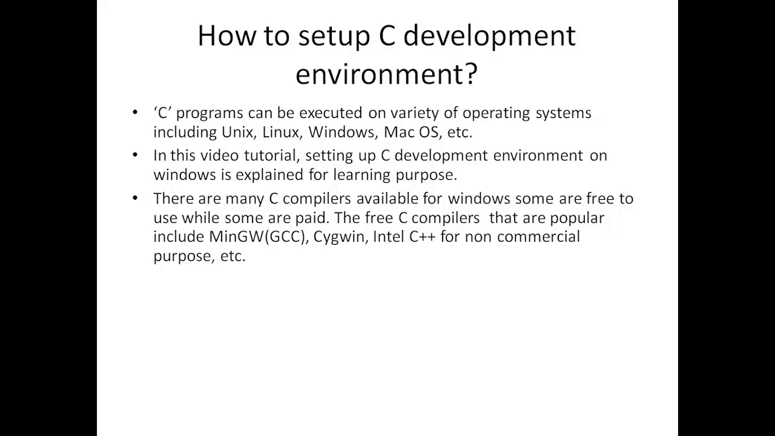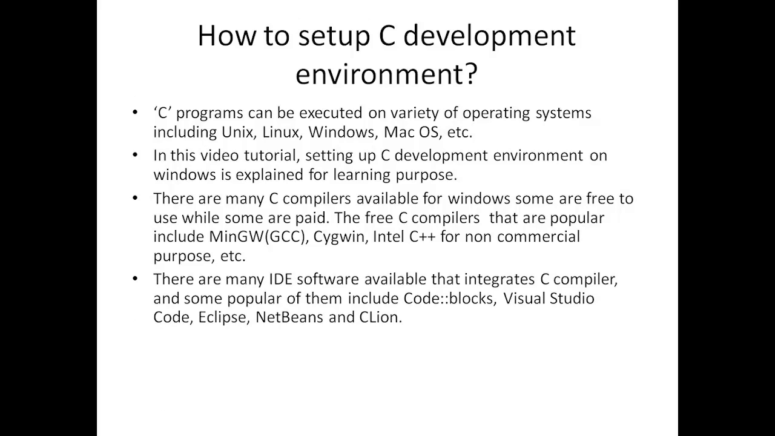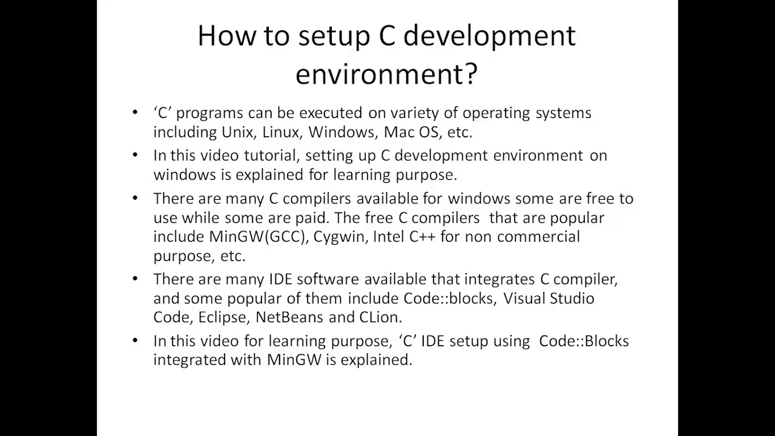The free C compilers that are popular include MinGW, Cygwin, Intel C++ for non-commercial purposes, etc. There are many IDE software available that integrate a C compiler, and some popular ones include CodeBlocks, Visual Studio Code, Eclipse, NetBeans, and CLion. In this video, for learning purposes, C IDE setup using CodeBlocks integrated with MinGW is explained.